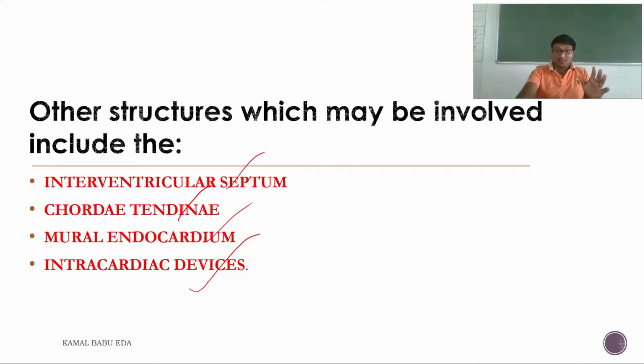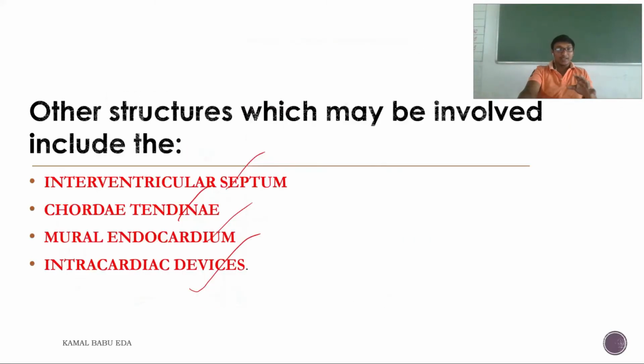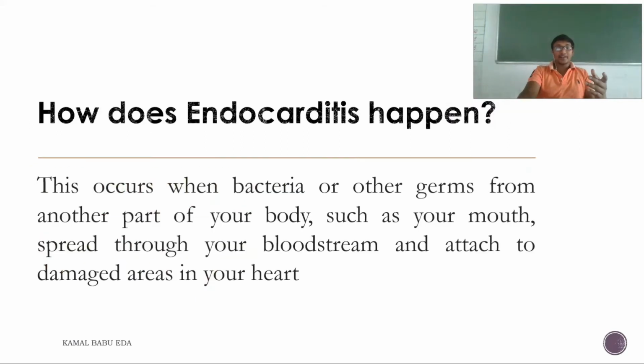So what are the structures that are getting affected in endocarditis? Mainly the heart valves and the intraventricular septum, chordae tendineae, mural endocardium and intracardiac devices.